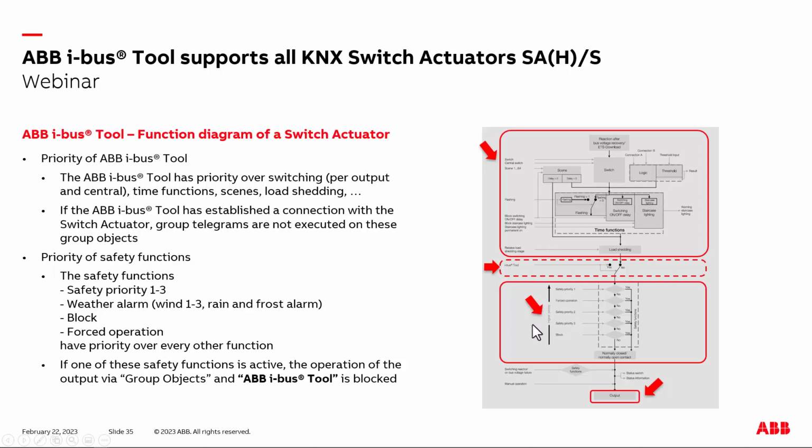So via the iBus tool, we block, for example, all this functionality. But on the other side, we have another higher priority, the highest priority. These are our safety objects, safety priority 1, 2, 3, the forced operation, and the block function. So this has a higher priority than the iBus tool. What does it mean? If there's a telegram sent by a sensor in the KNX world via KNX telegram to the switch actuator, this safety priority overrides what we're doing at the moment here in the iBus tool. This is the highest priority.